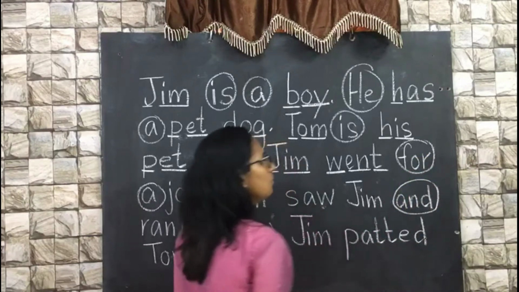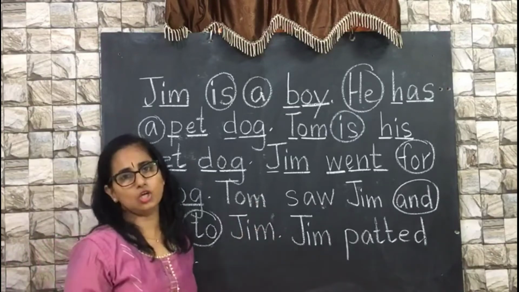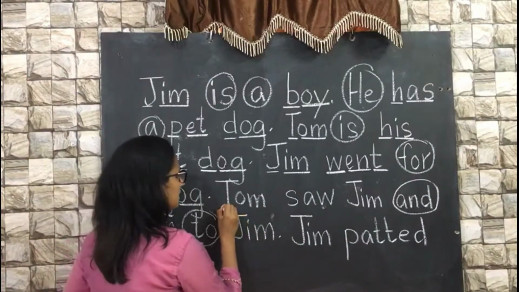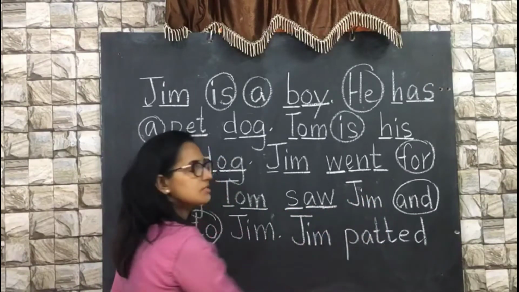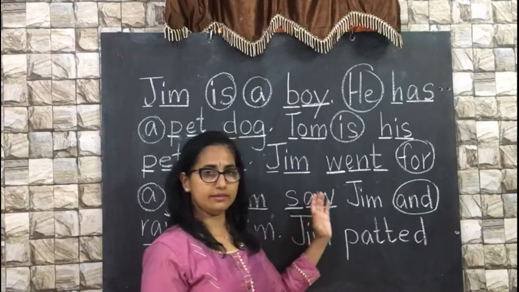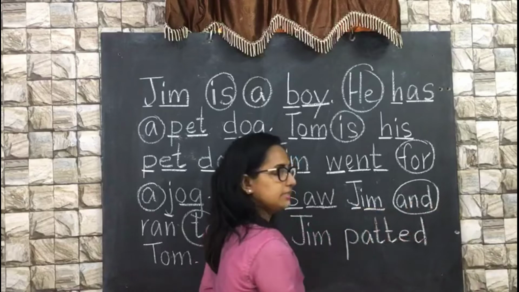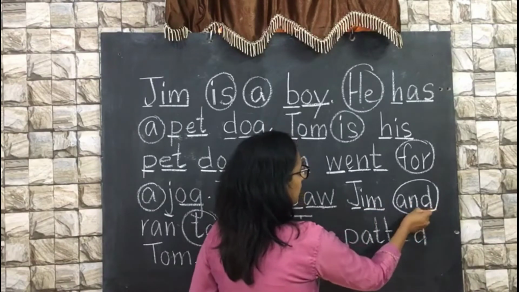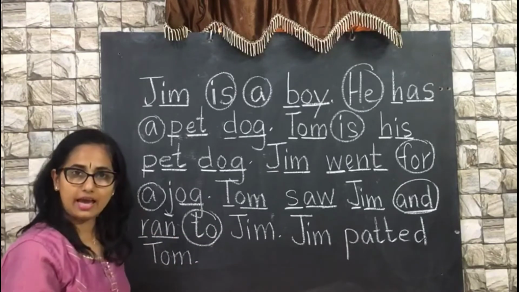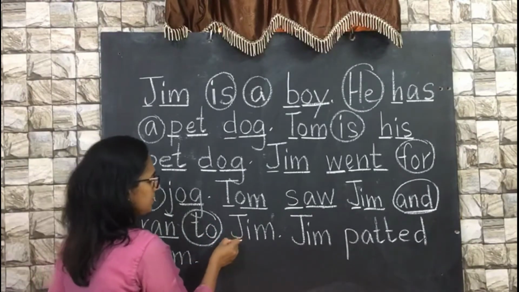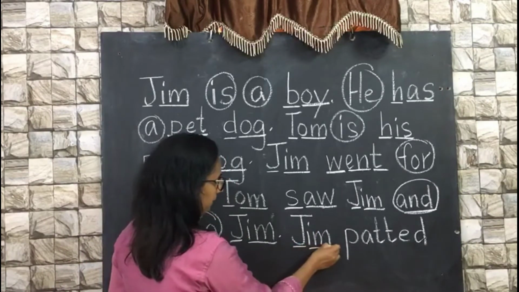And this is a sight word. For, a, j, og, jog. Now the next one is t, om, Tom, s, a, saw. Here a and w together, it's aw. J, im, Jim, sight word, and, r, an, ran, to, j, im, Jim.